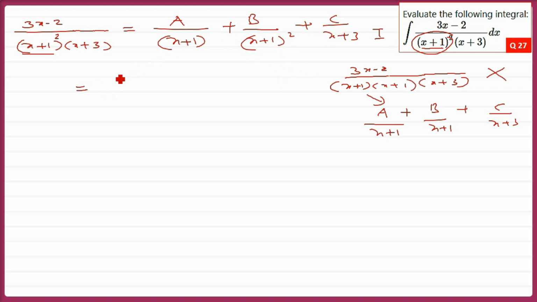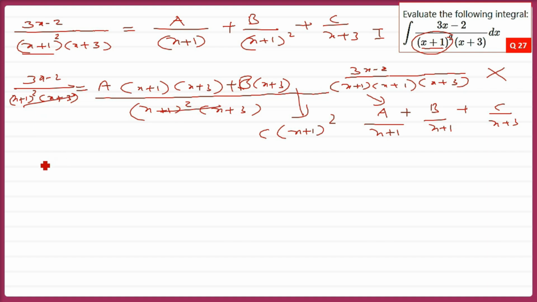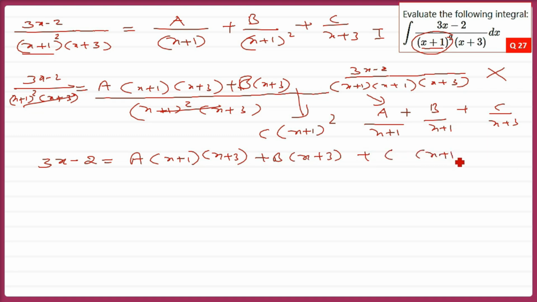Now take the LCM. We have x plus 1 whole square multiplied by x plus 3. With A, x plus 1 and x plus 3 will come. With B, x plus 1 square is already there, so with B it will be x plus 3. And then along with C, it will be x plus 1 whole square. On the left, it is 3x minus 2 divided by x plus 1 whole square and x plus 3. The denominator you can cancel. So I am writing this equation again: 3x minus 2 will be equal to A into (x plus 1) into (x plus 3) plus B into (x plus 3) plus C into (x plus 1) whole square.